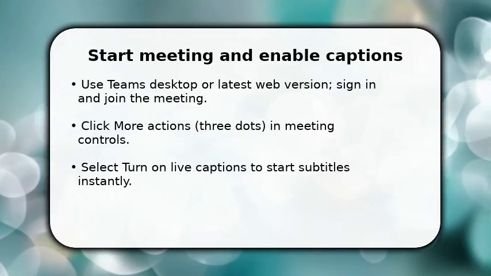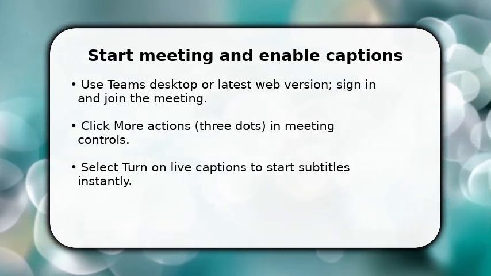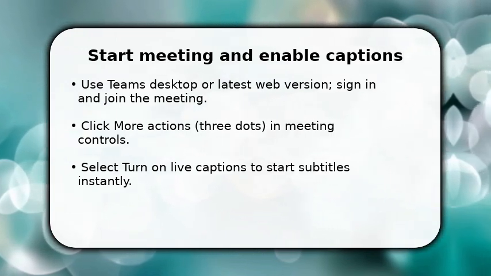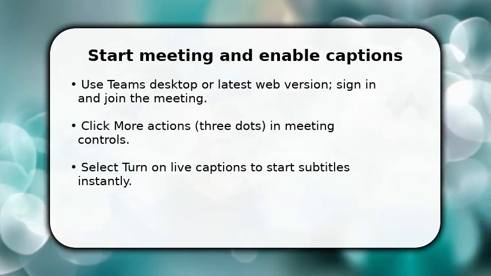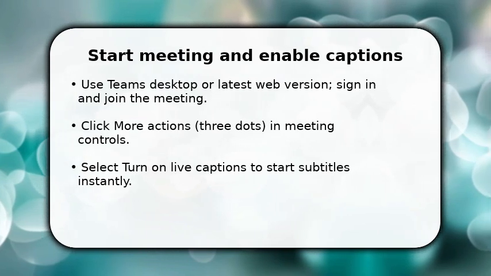You start by joining the meeting with Teams desktop or the updated web client, and you keep your audio on so captions can transcribe speech. Once you're in, click the More Actions menu, the three dots, and select Turn on Live Captions. This immediately generates on-screen subtitles for spoken audio.